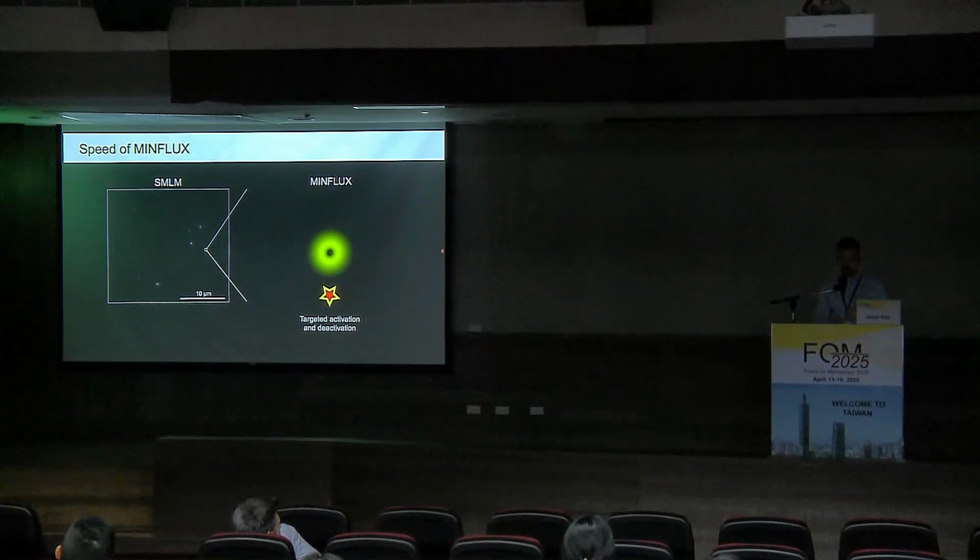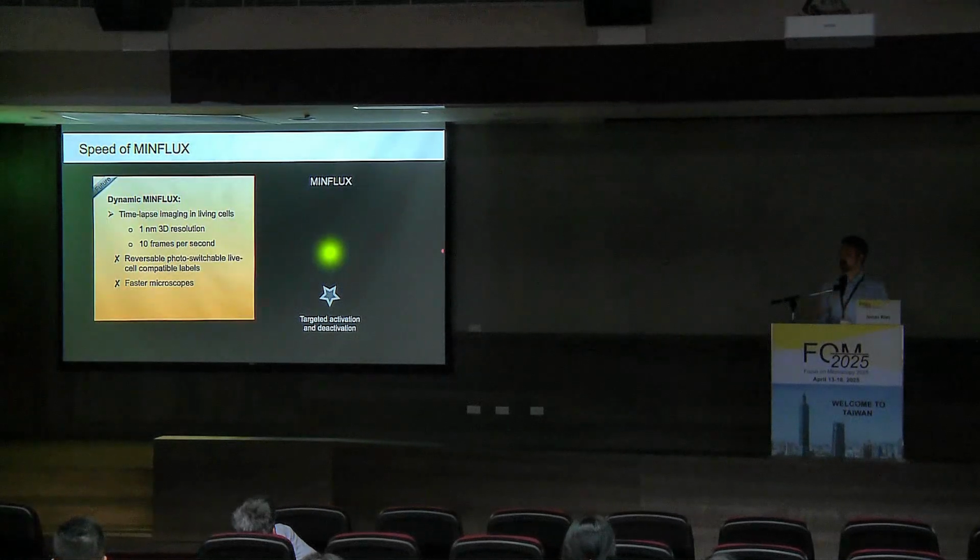Then we can perform our MINFLUX localization, and at some point when we have collected enough photons for a given localization precision, we could switch off the fluorophore with a high intensity laser pulse and are ready to repeat the cycle again, and therefore to really image one fluorophore after the other, maybe every 10 milliseconds or even faster. With this, it should be possible to perform time-lapse microscopy using MINFLUX with nanometer 3D resolution and with a fast speed. At the moment, I don't think it works yet, at least not with us.